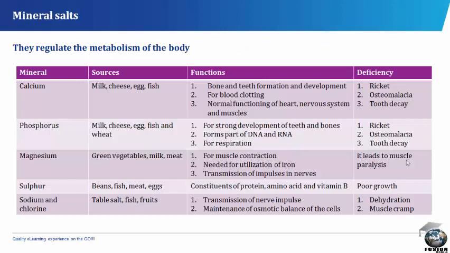Mineral salts. Mineral salts tend to regulate the metabolism of the body. Examples are calcium, phosphorus, magnesium, sulfur, sodium, potassium, chlorine, etc. Foods rich in mineral salts are onions, green vegetables, liver, egg, and so on. They help in healthy growth, bone formation, and clotting of blood. Its uses include the following. They regulate the metabolism of the body. The sources, functions, and deficiency symptoms of these mineral salts are outlined in the table.